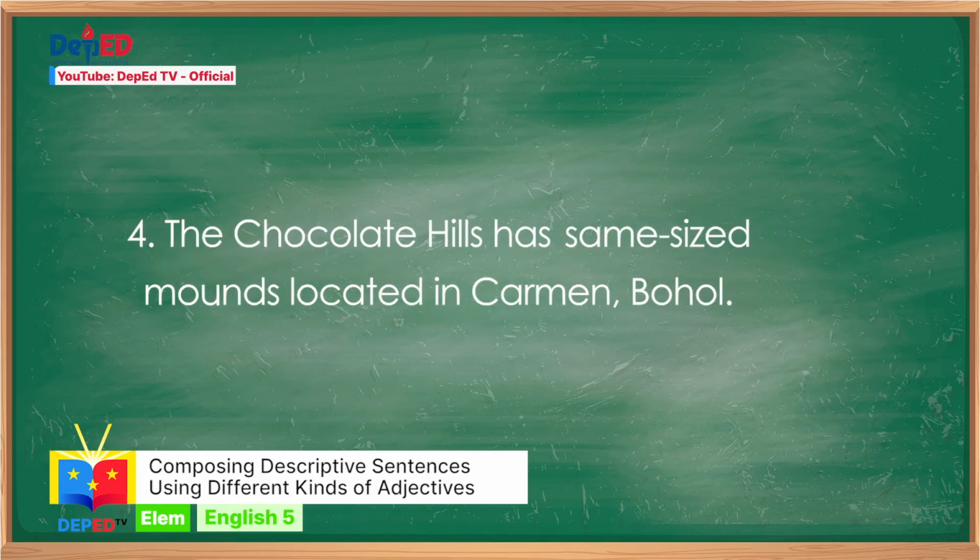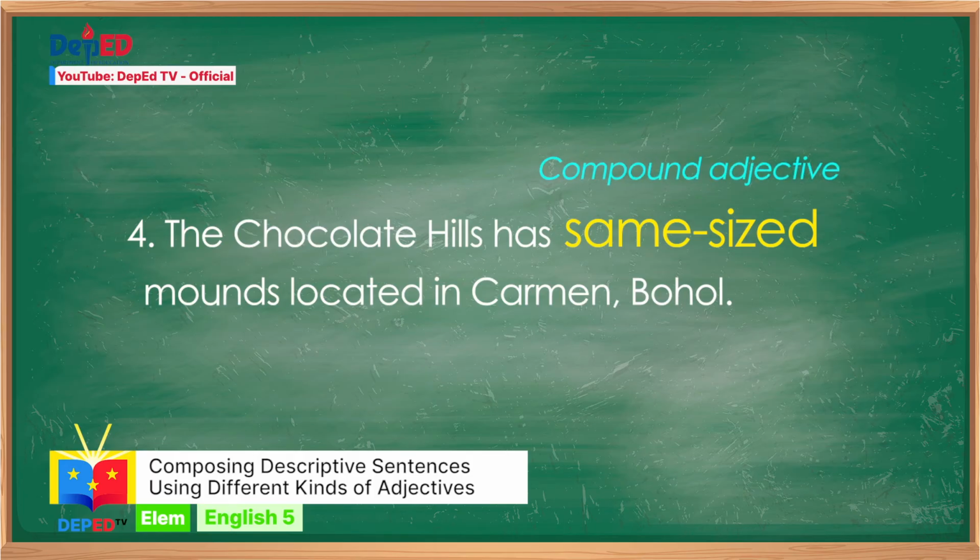Number 4, the Chocolate Hills has same-sized mounds located in Carmen, Bohol. What type of adjective is same-sized? Very good. It is also a compound adjective modifying the noun mounds.